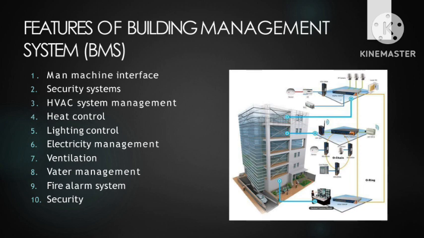4. Heat control. Beyond HVAC, BMS regulates internal heat sources to maintain consistent temperatures and avoid discomfort. 5. Lighting control. BMS optimizes lighting usage based on occupancy and natural light, saving energy and enhancing comfort. 6. Electricity management. Monitoring and managing electricity consumption helps reduce waste and lower utility costs. 7. Ventilation. BMS ensures proper airflow and indoor air quality, creating a healthy environment for occupants.